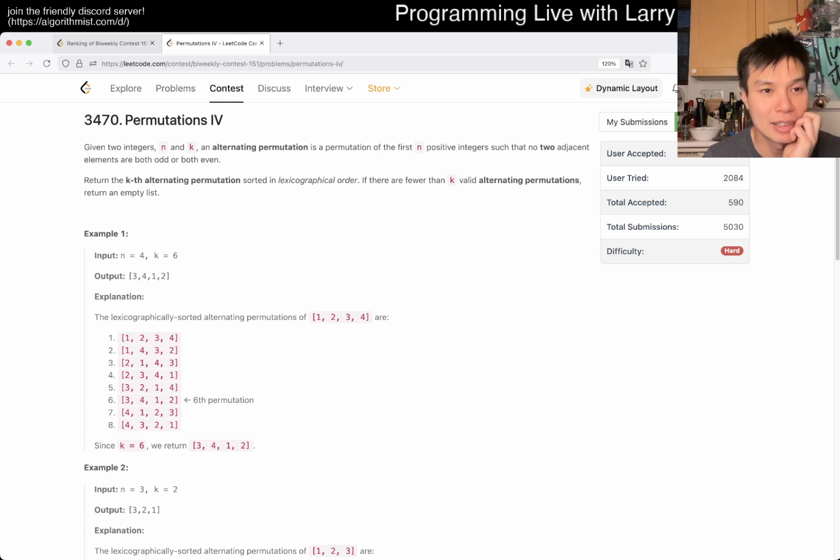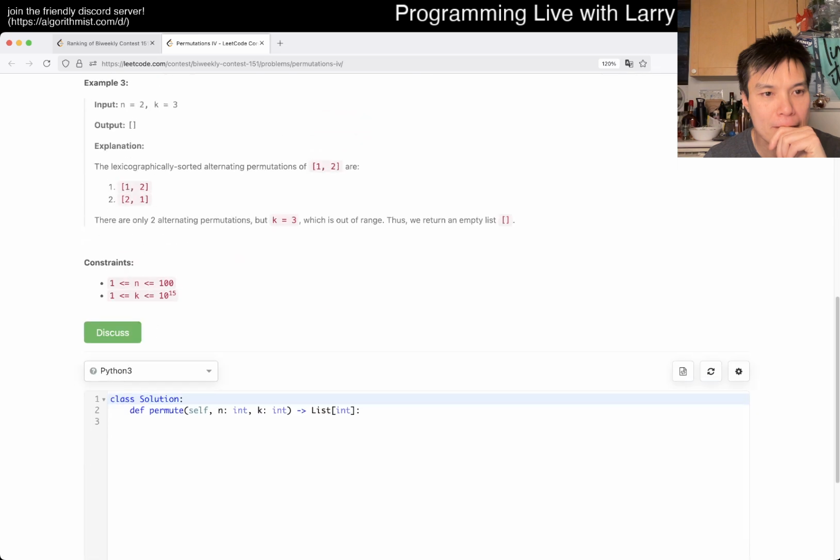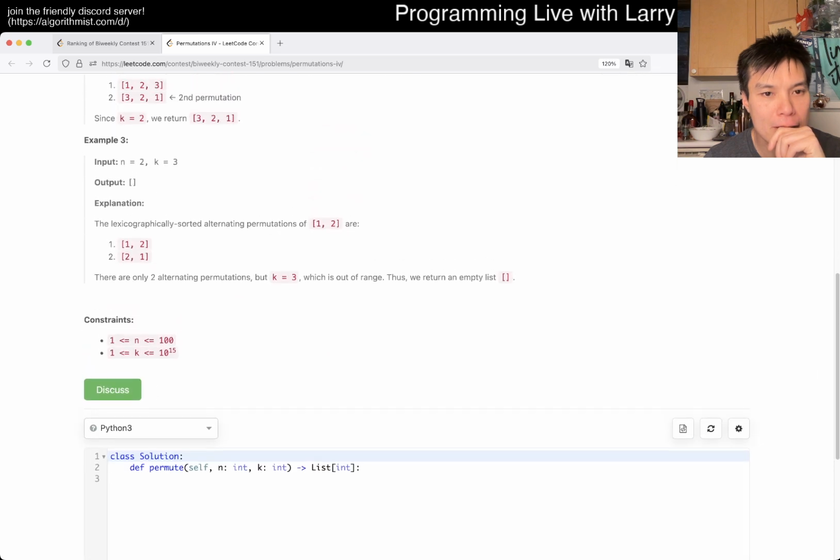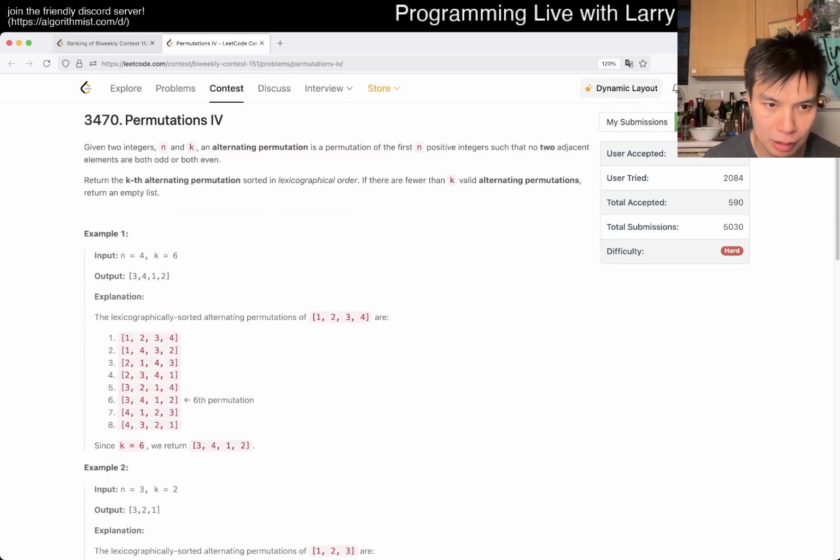But all right, let's take a look. Given alternate implementation, no adjacent elements are both odd and even. Okay, we've done the cave. Okay. Huh. 590 people got this one.